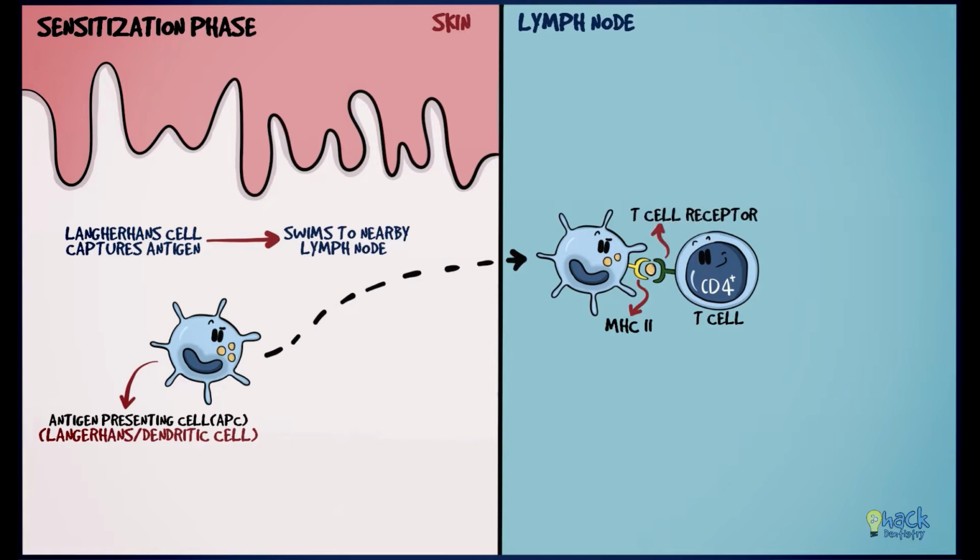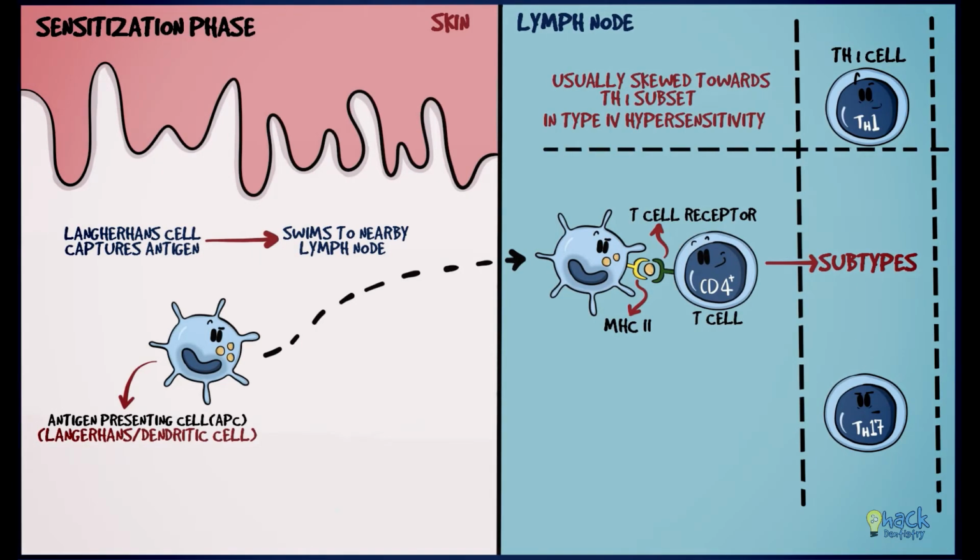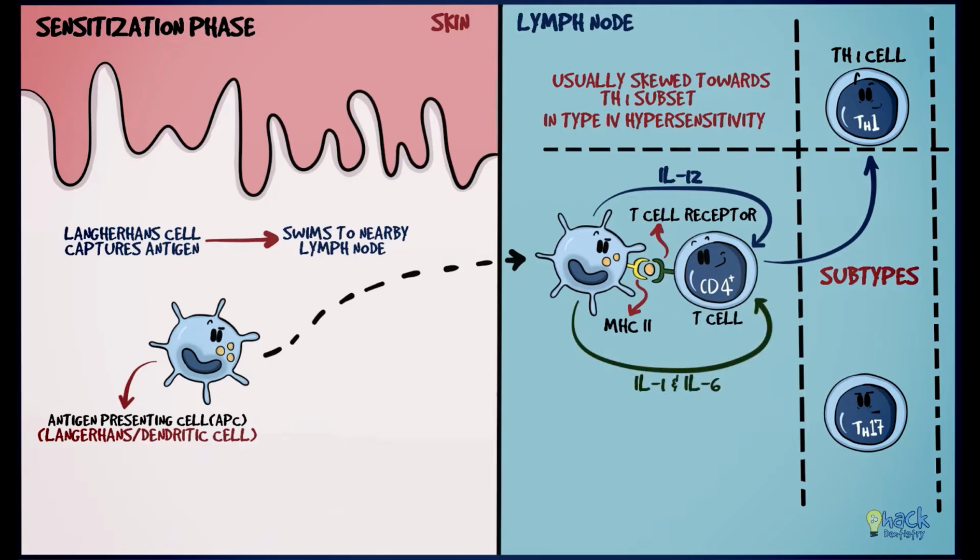and could differentiate into different T helper cell subtypes depending on certain cytokines present in the environment. Now, in the type 4 hypersensitivity reaction, the differentiation is usually skewed towards the Th1 subset of CD4 T cells. Langerhans cell produces cytokine interleukin 12, which helps this process. And sometimes the antigen-presenting cell could also produce cytokines like interleukin 1 and 6, which along with transforming growth factor beta causes the CD4 T cell to differentiate into the T helper cell 17 subset.